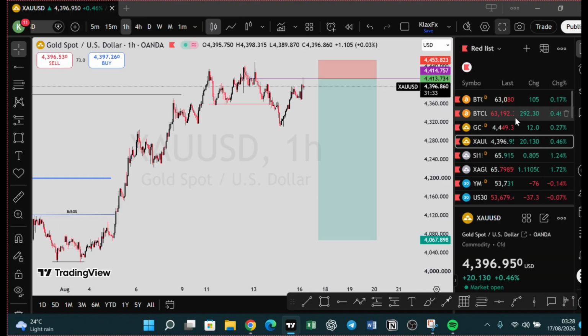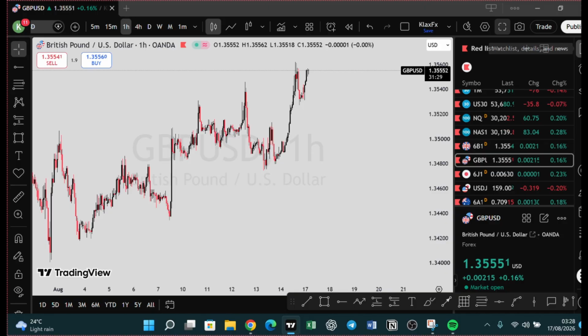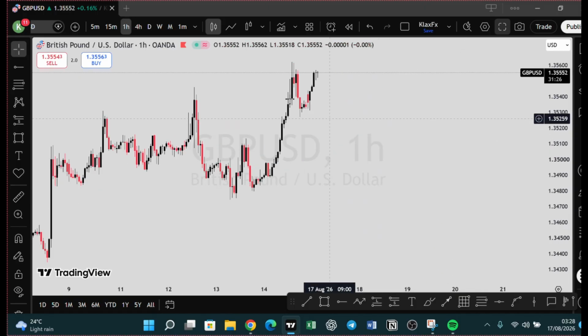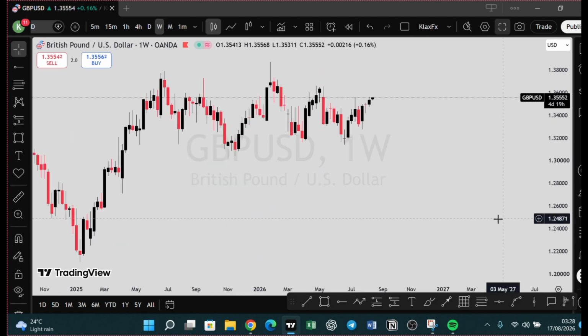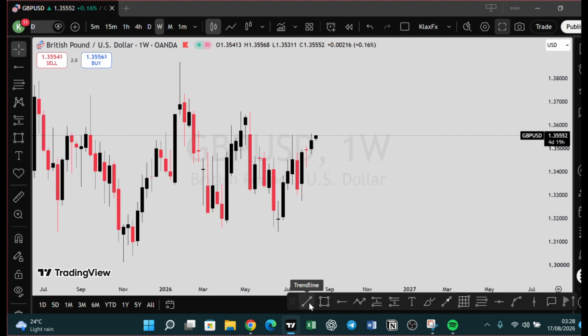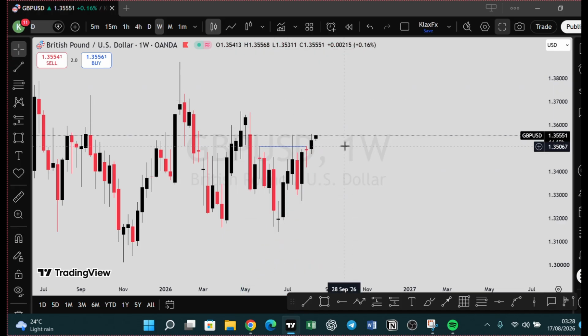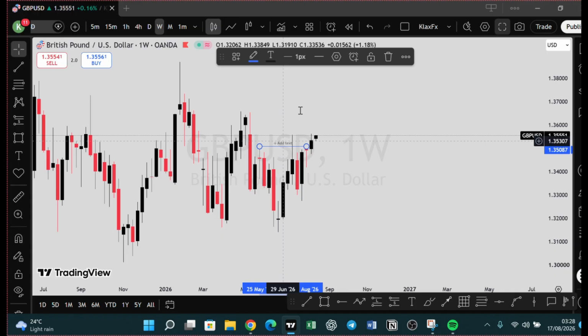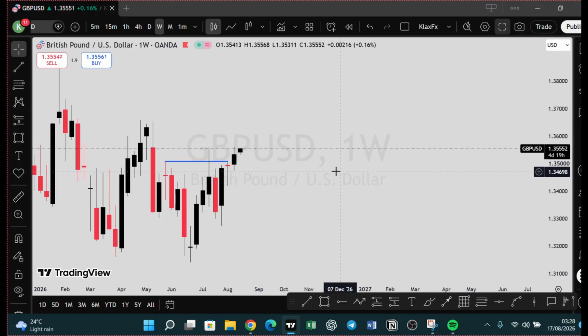Then lastly, we are going to look at GBPUSD. So GBPUSD on the daily time frame. Okay, let's start from the weekly time frame since we are doing weekly analysis. On the weekly time frame, we can see that we have a break of structure to the upside here. That means buyers are induced. If buyers are induced, that means they have left liquidity or trapped below. Right? So this is what I can see on the weekly time frame.